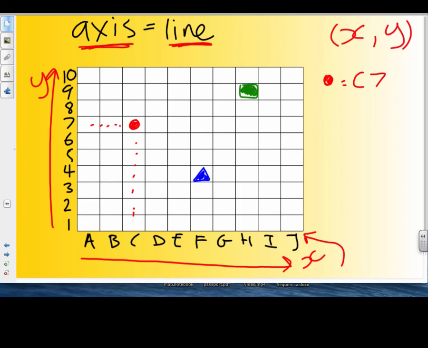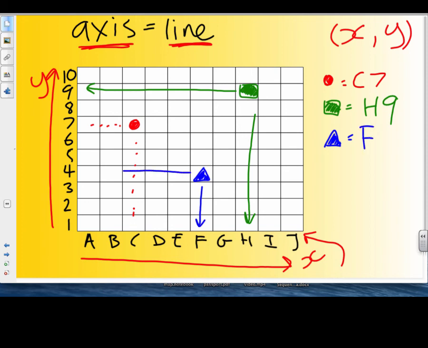Have a go all by yourself, thank you, with the green triangle and the blue triangle. See if you can find it all by yourself. Okay, pause me. I hope you paused me, and I hope you had a go all by yourself. And I hope that for the green triangle you got, well, that's H for the x-axis, isn't it? H. And for the y-axis it's 9, so H9. Right? And I hope that for the blue triangle you got F for the x and 4 for the y.